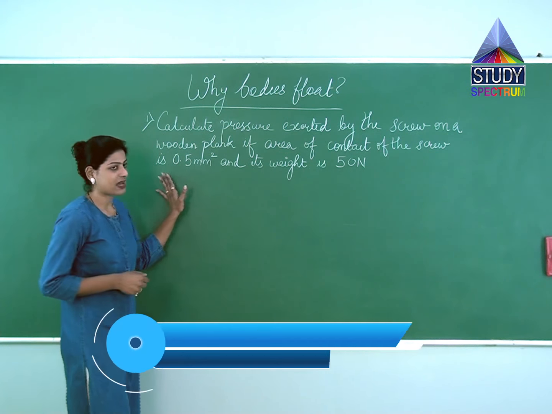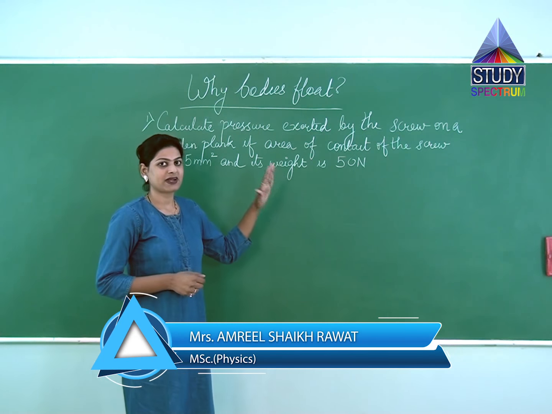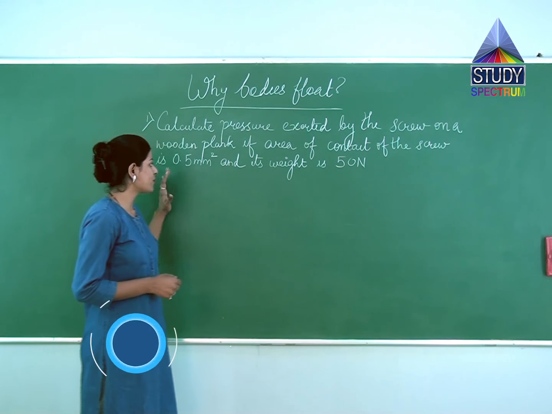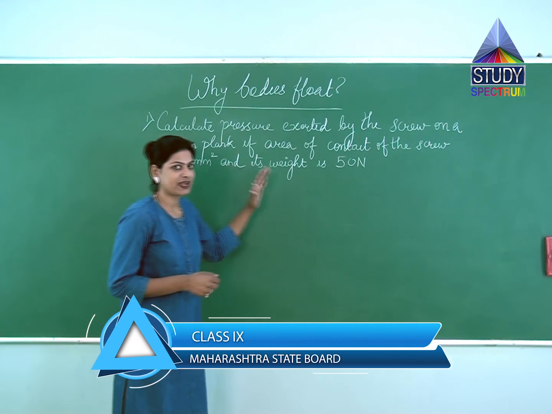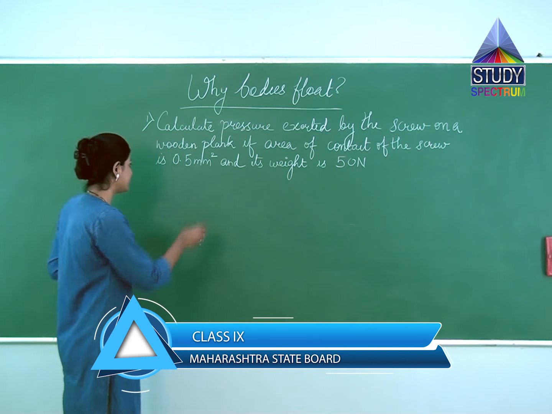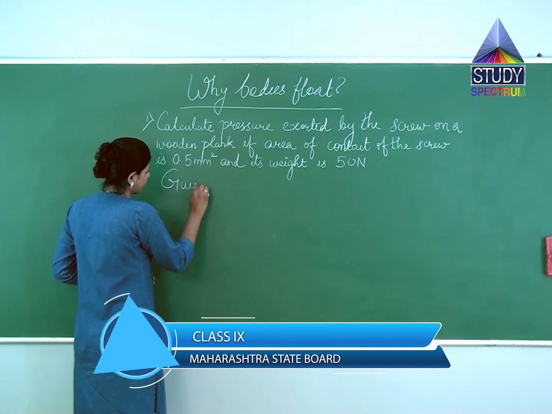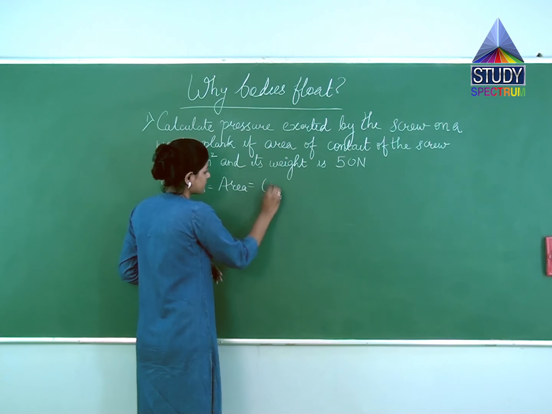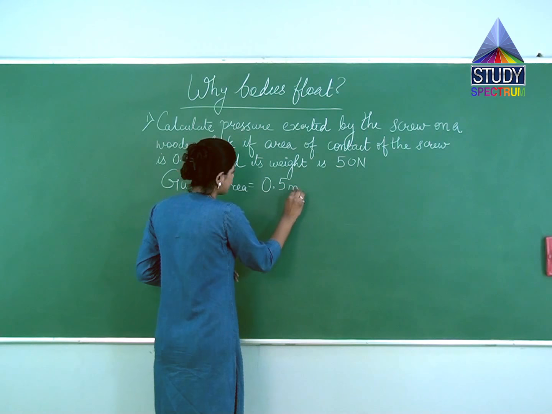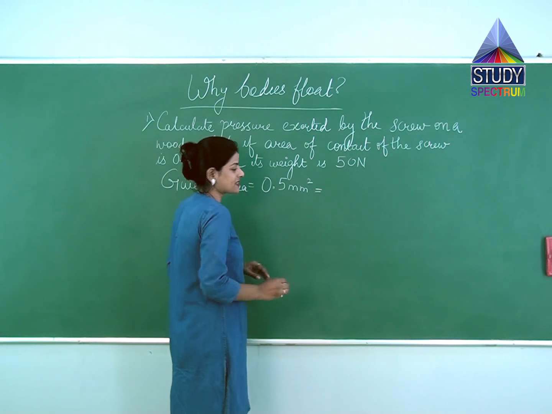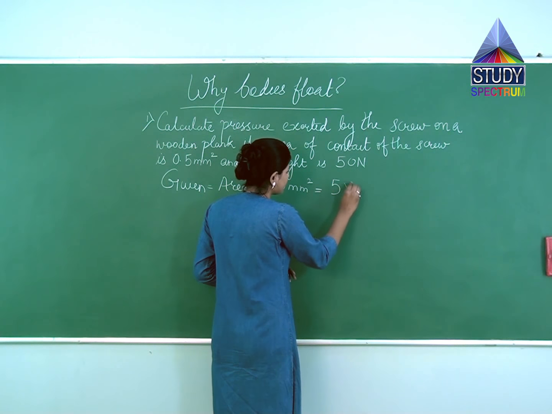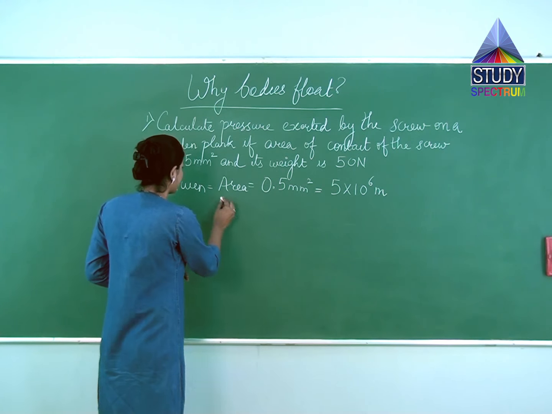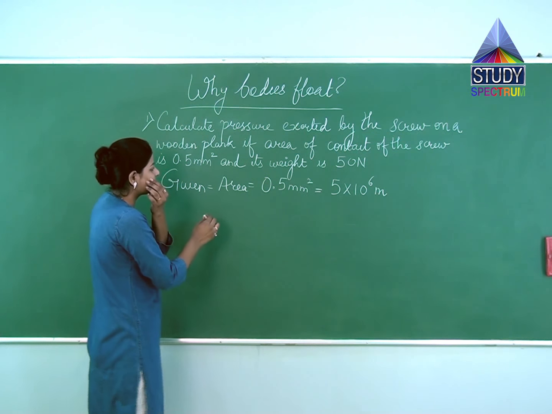The very first example, we have to calculate the pressure exerted by the screw on the wooden plank, if the area of contact of the screw is 0.5 millimeter square and the weight is 50 Newton. So first we will write down the given points. Given is area, that is 0.5 mm square. So we can convert it into SI unit as 5 into 10 raised to 6 meters. Then the next part is the weight.